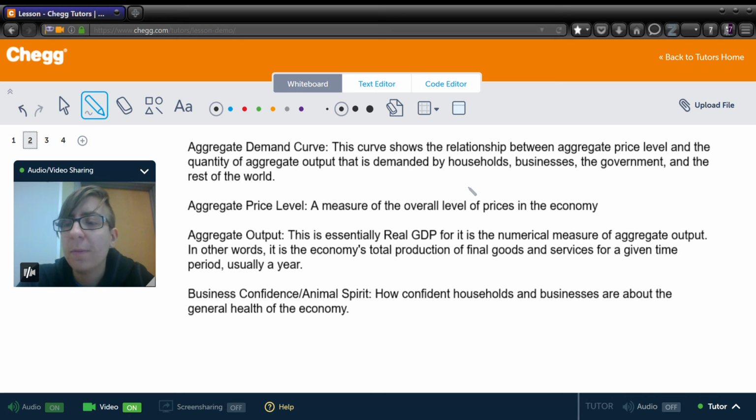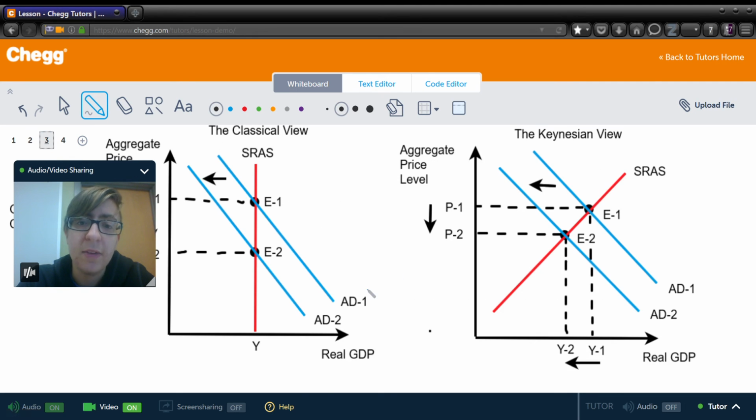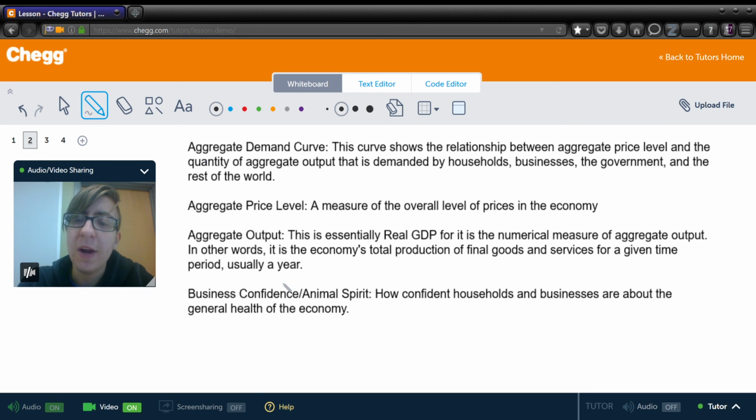If you can remember the general relationship in microeconomics for the demand curve, it's very similar here, except it's based off of what the axes are. Your aggregate price level will typically be on the y-axis, similar to how prices were usually on the y-axis in microeconomics. So what does that mean? The aggregate price level is a measure of the overall level of prices in the economy. So how high are they? How low are they? That's basically what it means, as in general, even though there will be fluctuations.